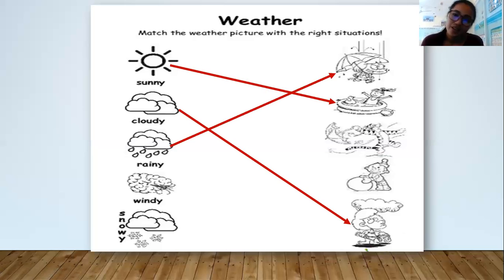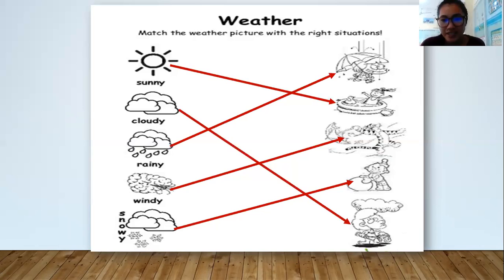And windy. What's that? The animal is having a bad day because of the wind. And next, it's snowy. So the child is playing with a snowball.